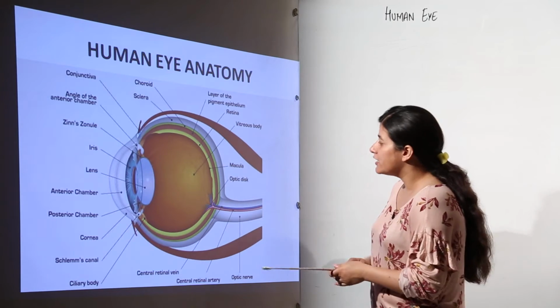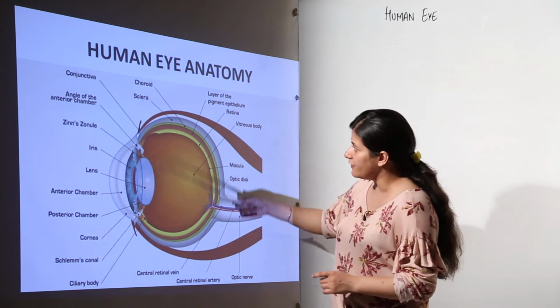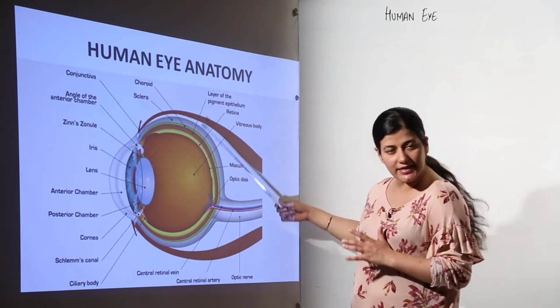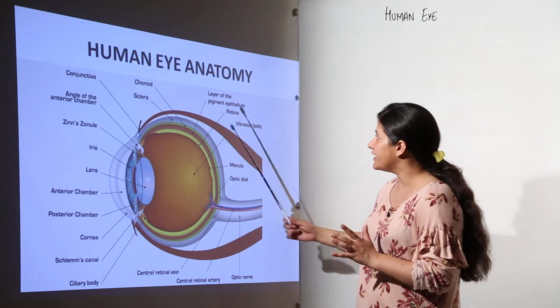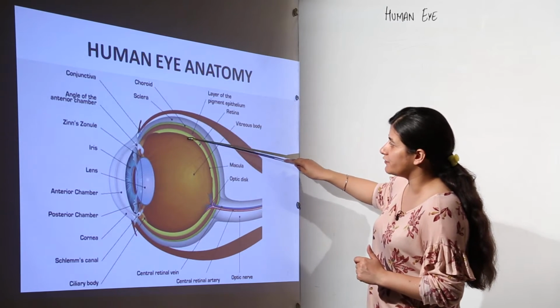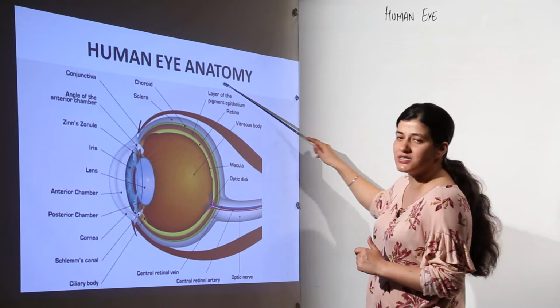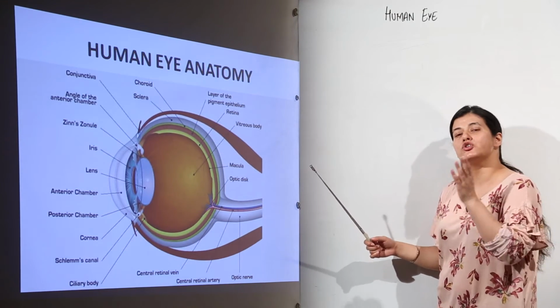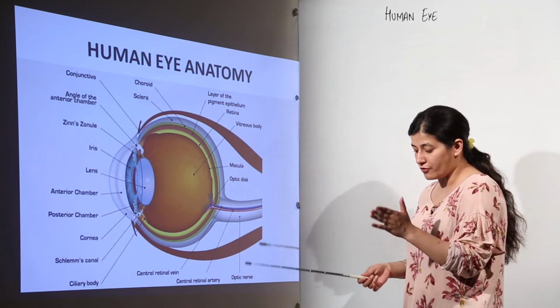Enough of it said. Now let's see the other parts. We had cornea, and in continuation towards the back, known as sclera, then inside sclera we had choroid, we had retina. Now you see that this choroid is separated from retina by a layer of pigmented epithelium. Why is this pigmented epithelium? Because if it is not pigmented, it would not be easy for making an image.